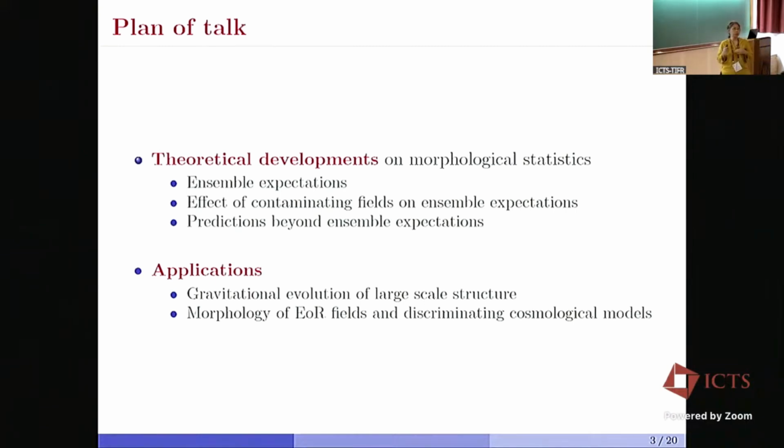Is it possible to predict, for example, uncertainties? This has not really been discussed in the literature previously, and I'm going to present a little bit of progress in these directions. Finally, I will apply this to understand gravitational evolution of large-scale structure, just one slide, and some understanding of using morphological statistics and the EOR to discriminate cosmological models.